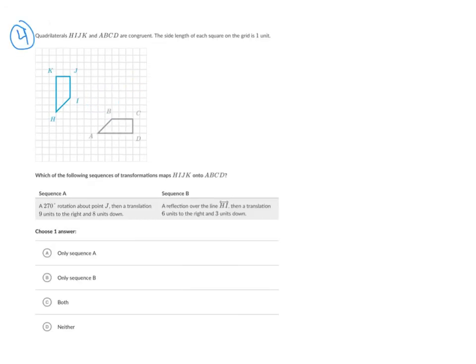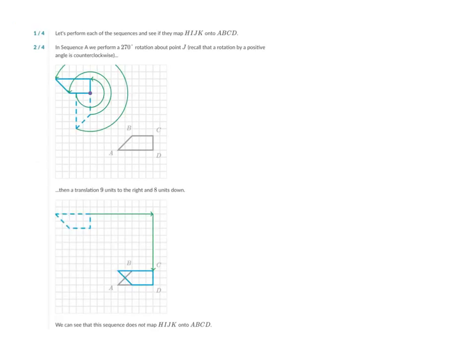Here's question number 4. Look at sequence A. We have this shape originally, and it's being rotated 270 degrees, so it'll end up laying sideways like this. And then a translation of 9 units to the right and 8 units down. So 9 to the right, 8 down. We see this blue shape does not lay perfectly over the gray shape. We can see it peeking out. So that means sequence A does not work.